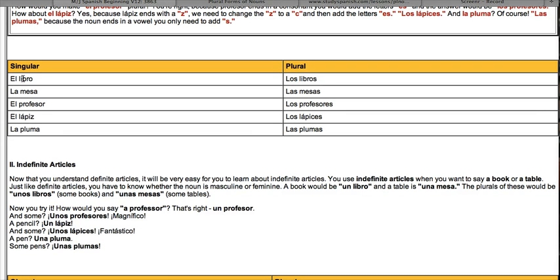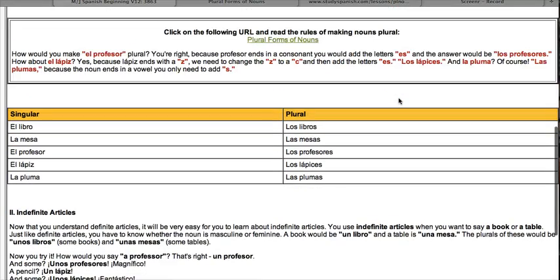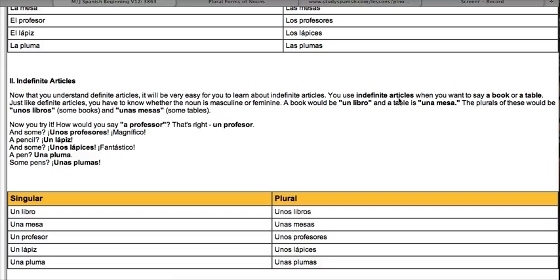Notice el libro is singular and masculine, but when it's plural, you need to make both plural, so it's los, and you have to make book plural, so it's los libros. So to make la mesa, one table, into the tables, you're going to make it las mesas. So those are the definite articles. And again, remember that is like saying the. El or la or los or las are four ways to say the.